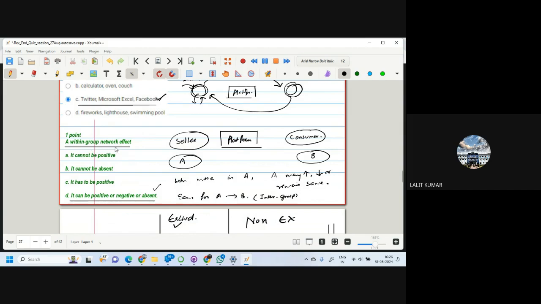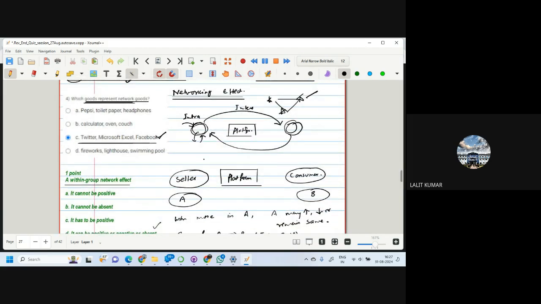So within group network effect, and both these effects can be either positive, negative, or neutral. Intra and inter.